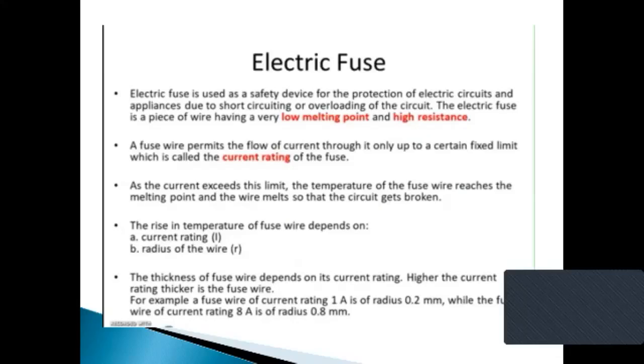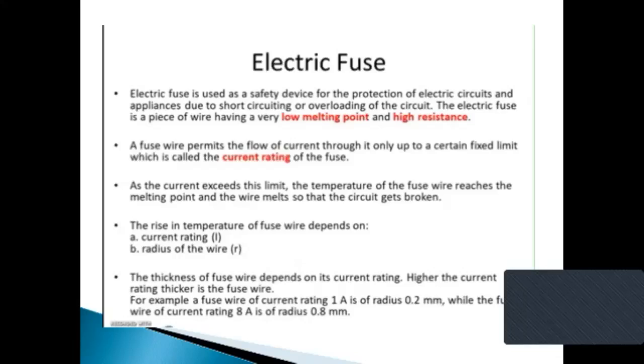Also, a fuse is connected with each electrical appliance to safeguard it from the flow of current in excess of its safe limit. Electric fuse is a piece of wire. It has two properties, which are very important and you need to remember. The two properties are that the fuse has a low melting point and it has high resistance.